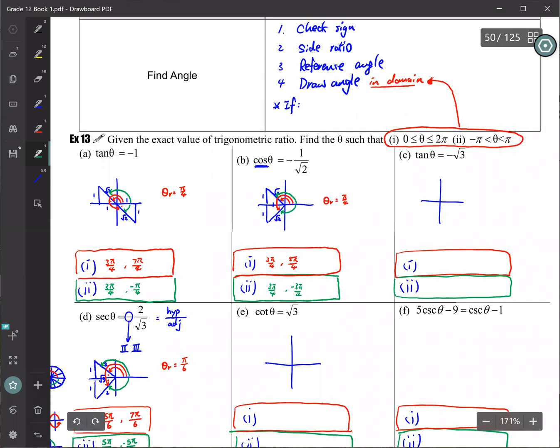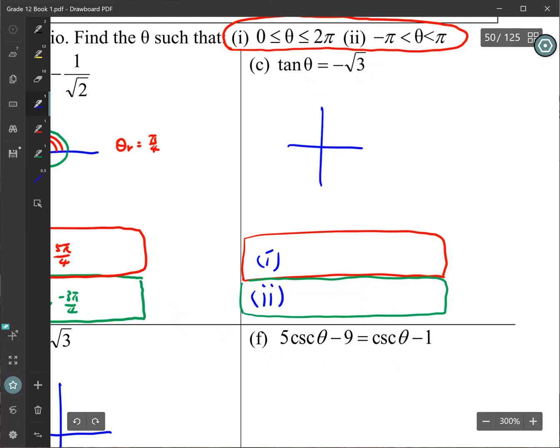Next one, which quadrant is it? Donna? 2 and 4. Okay, the sides, where do we put the root 3? Hypotenuse, opposite, adjacent, which one? Opposite. Yes, opposite. And then what else do we put? 1, 2, right? 1, root 3, 2. Reference? Pi over 3. Yeah, okay.